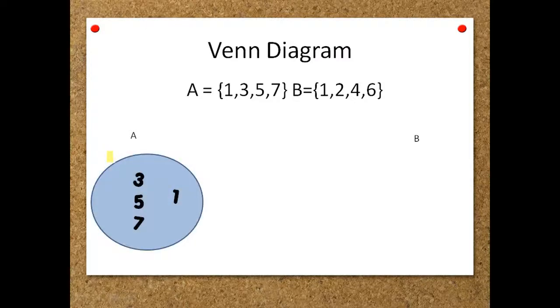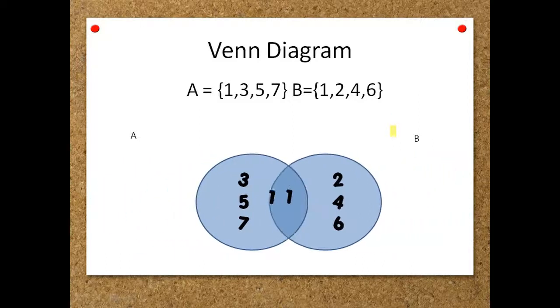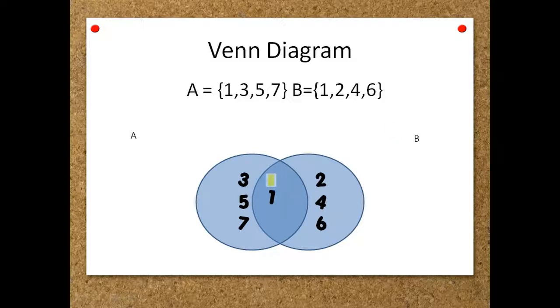Alright, so we have here the circle, and we write 1, 3, 5, 7, which are the elements of set A. It's easy as that. We're going to do the same for set B. As you can see here, set B has the elements 1, 2, 4, and 6. So the next step is this. We're going to unite set A and set B. As you will notice, the element number 1 is inside both set A and set B.